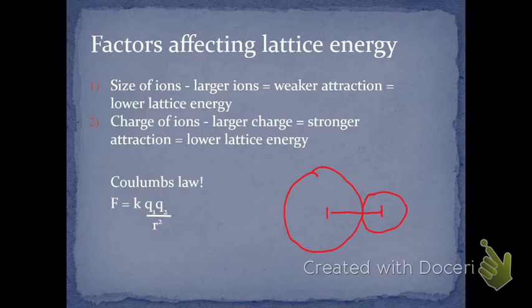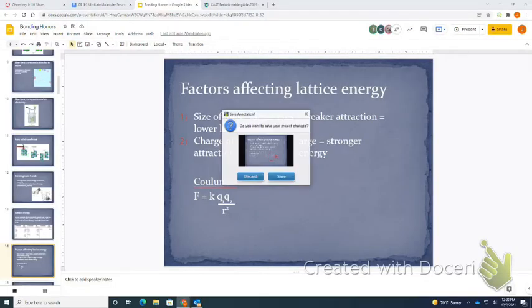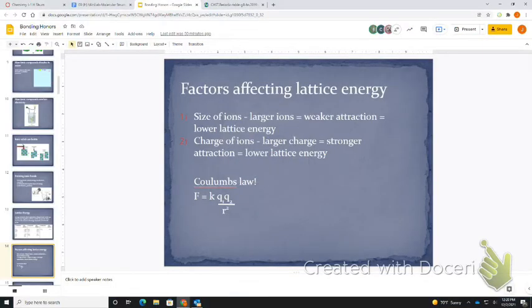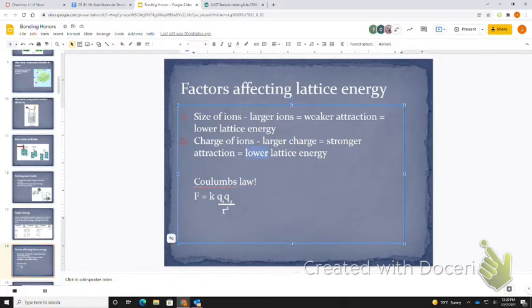Sorry, that's a mistake. Let me fix that real quick. So that didn't make sense, right? So if you think about it, a larger charge is stronger attraction. So a stronger attraction would be higher lattice energy, meaning it's stronger. The bond is stronger there.